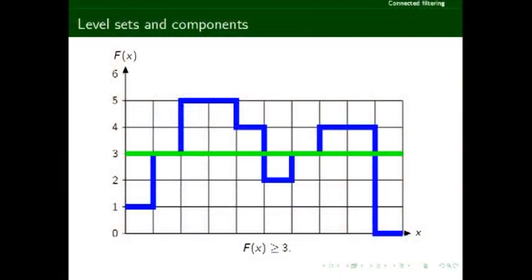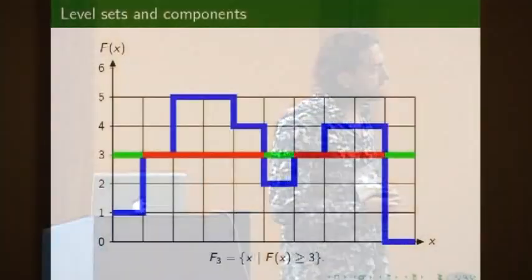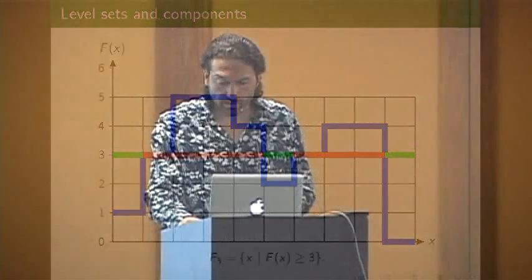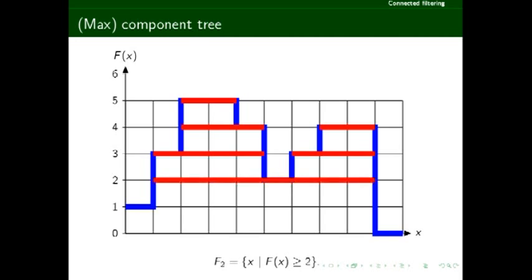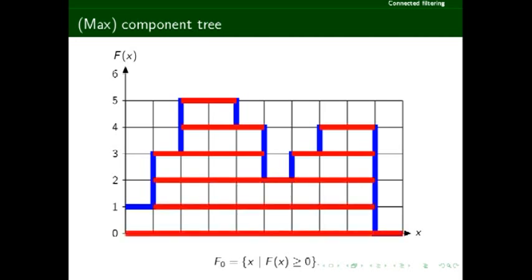Okay, you can take a threshold. At a given threshold, you have two connected components in red. Okay, very good. You can vary the parameter of the threshold, of course, and you can obtain a tree from that. At altitude 5, you have this connected component. For these two connected components, 3; these two connected components, 2; this connected component, 1; and 0. So plenty of connected components. The nice thing is that these connected components are either disjoint or nested.